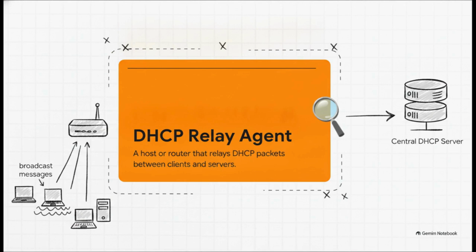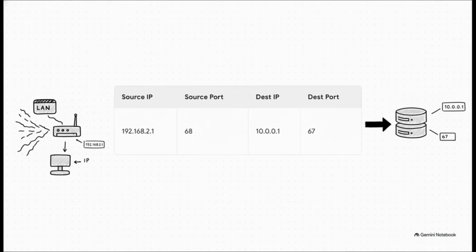This is a configuration feature that allows a router to intercept those local client broadcasts, package them up, and then forward them as direct Unicast messages to a distant central DHCP server. Let's look at a practical CCNA lab example to see exactly how this unicast conversion works. Imagine your local router interface acting as the relay agent has an IP of 192.168.21, and your distant central DHCP server is sitting at 10.0.0.1.